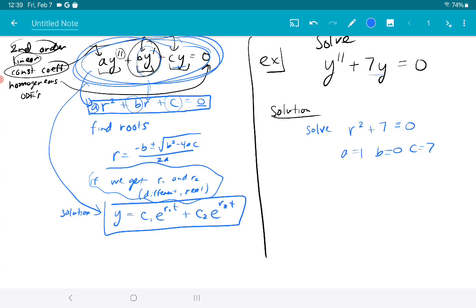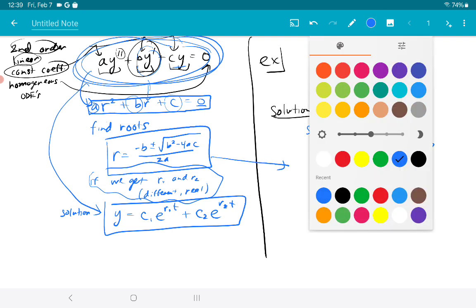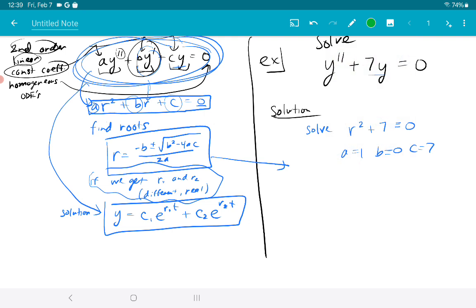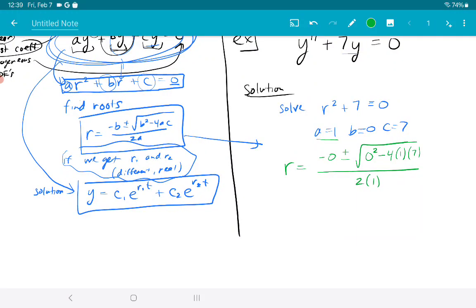Well, if you wanted to, why don't we try using the quadratic formula, even though we don't really have to do it here. Let's use the quadratic formula to solve for these roots. So we have the roots are negative b. Well, in this case, b is just 0, plus or minus the square root of b squared, which is 0 squared, minus 4 times a, which is 1, times c, which is 7, all over 2 times a, and remember a is 1.